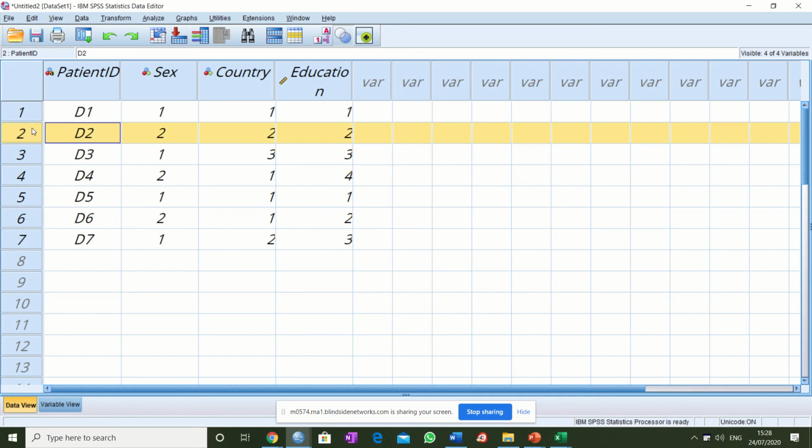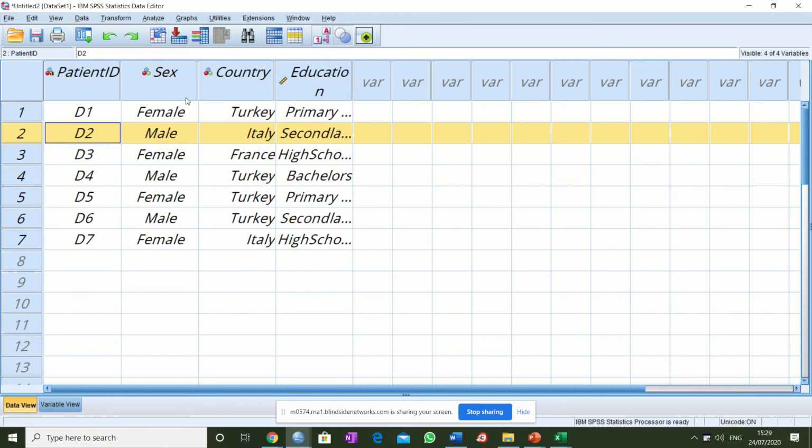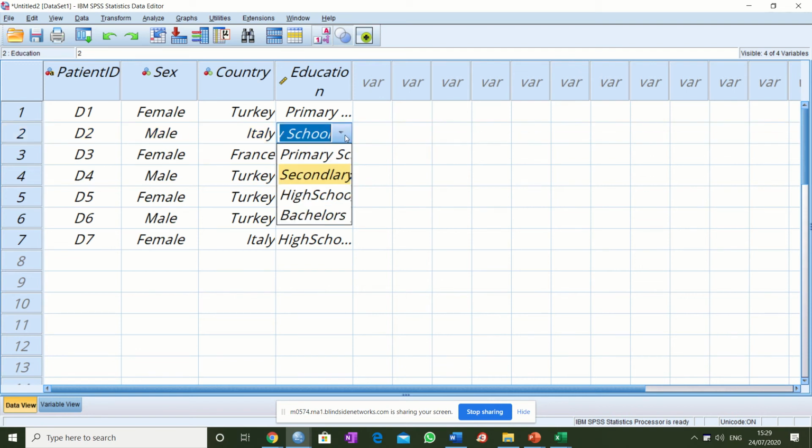So this means that, let us interpret what it means here. The patient in the second row is a 2. What was 2? Let us open it. Look, it is a male from Italy, and his education is secondary school. Maybe he is a child.